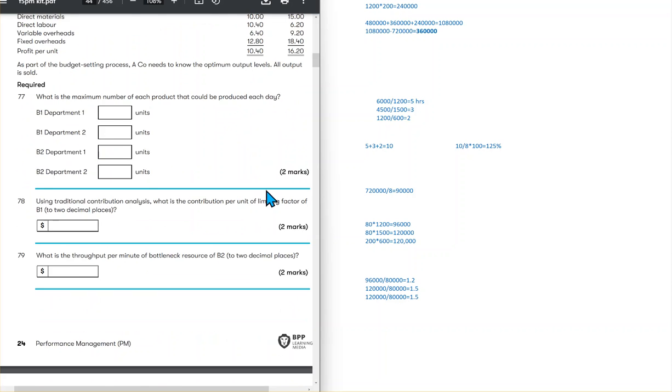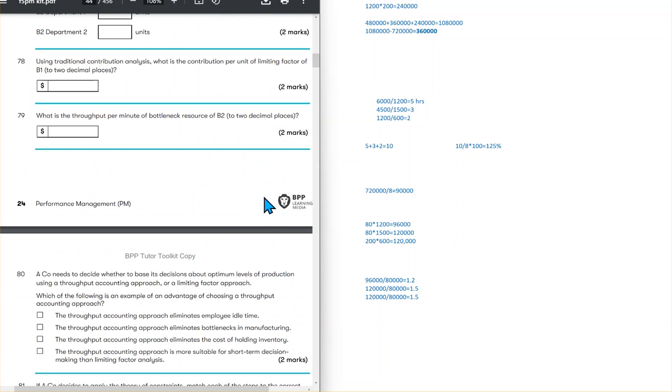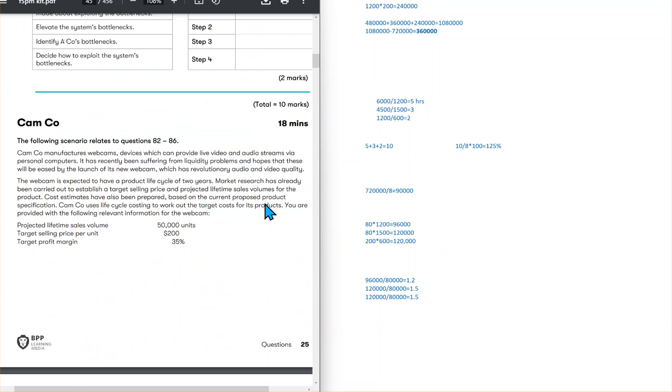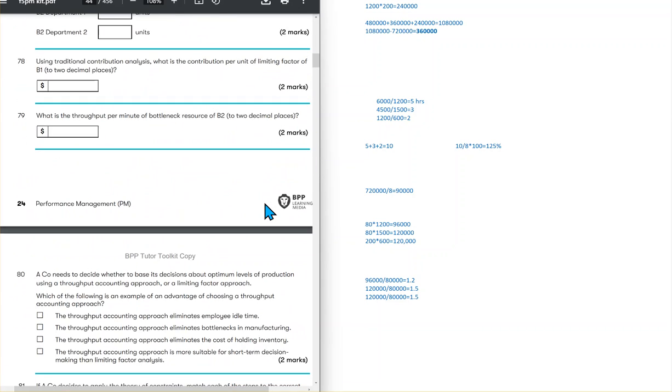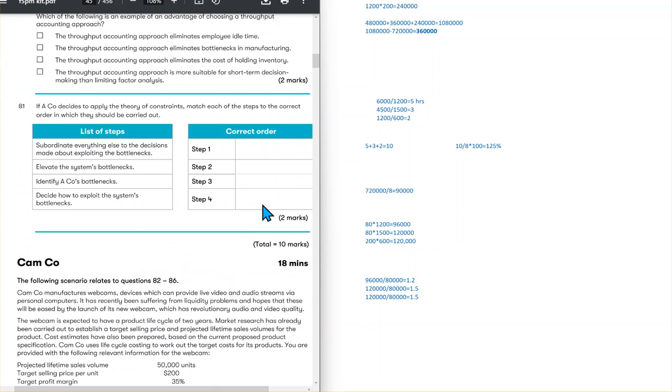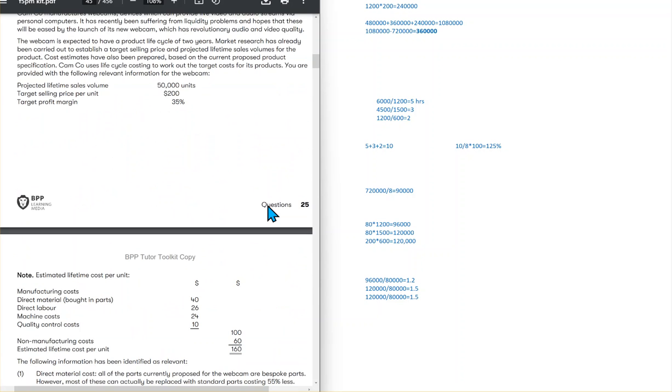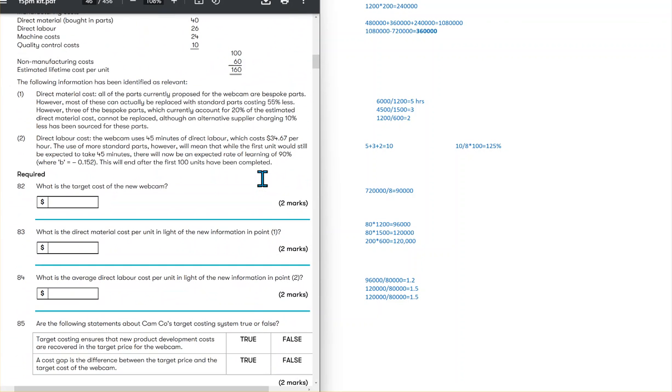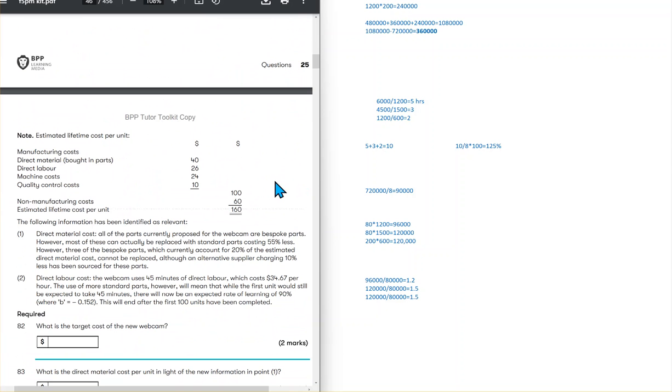Let's see, what type of question is it? Okay, this also relates to throughput, so I've already done this one, so I'll leave it for you guys. Let's look at this one.